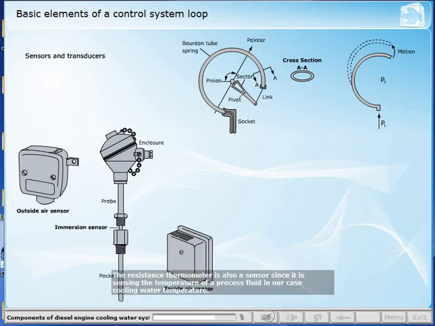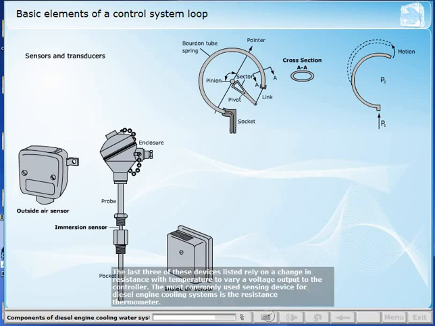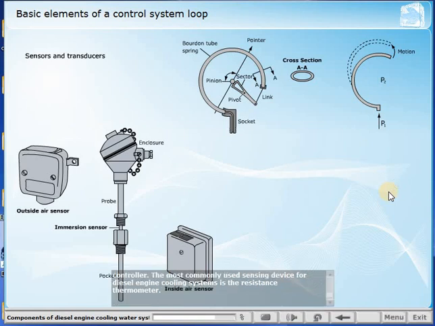The resistance thermometer is also a sensor, since it is sensing the temperature of a process fluid, in our case, cooling water temperature. For cooling water systems, the main sensors used are shown in the list. The last three of these devices listed rely on a change in resistance with temperature to vary a voltage output to the controller. The most commonly used sensing device for diesel engine cooling systems is the resistance thermometer.